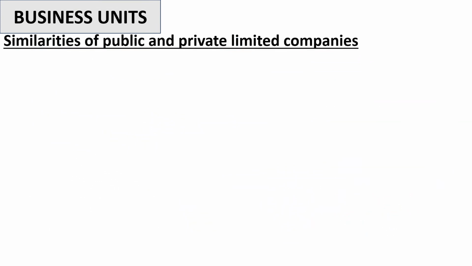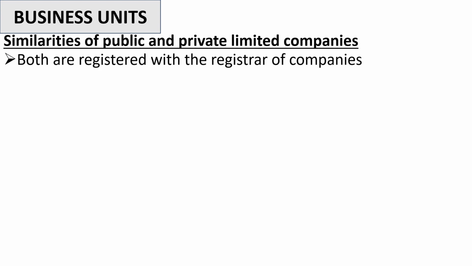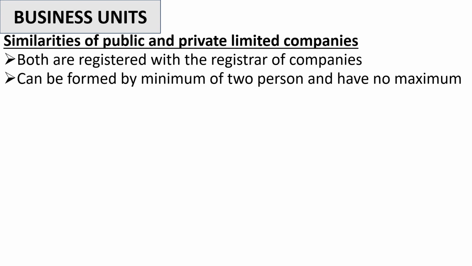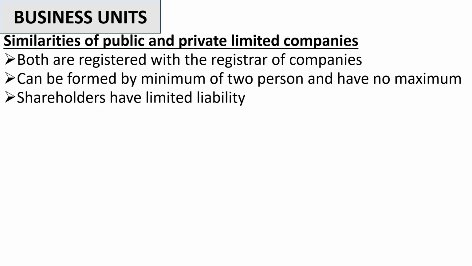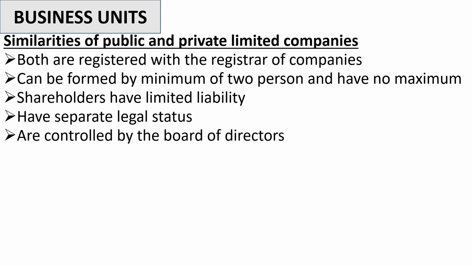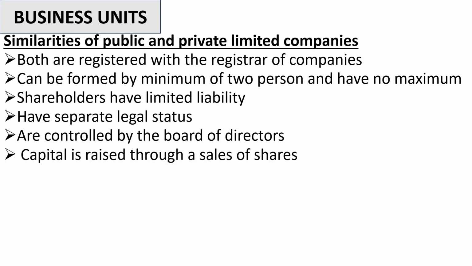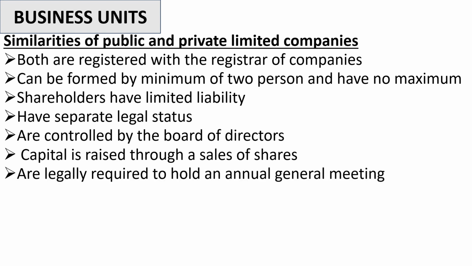What about similarities between public and private limited companies? Both are registered with the register of companies. They can be formed by a minimum of 2 people and have no maximum. Shareholders have limited liability. They have separate legal status. The shareholders and the promoters have separate legal status from the company. They are both controlled by the board of directors. Capital in both is raised through a sale of shares.